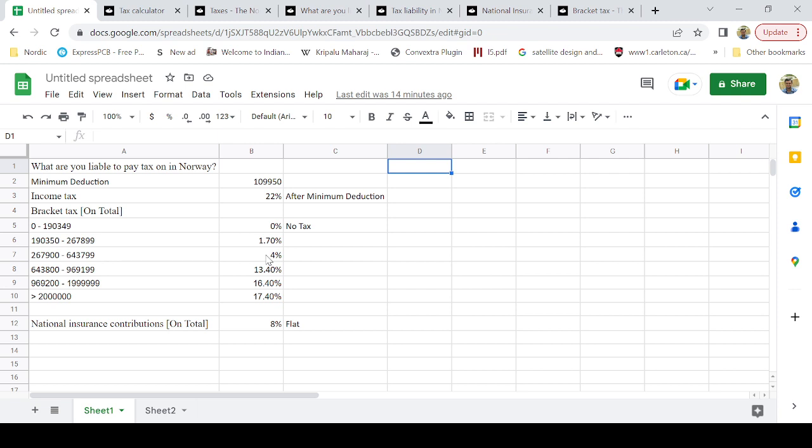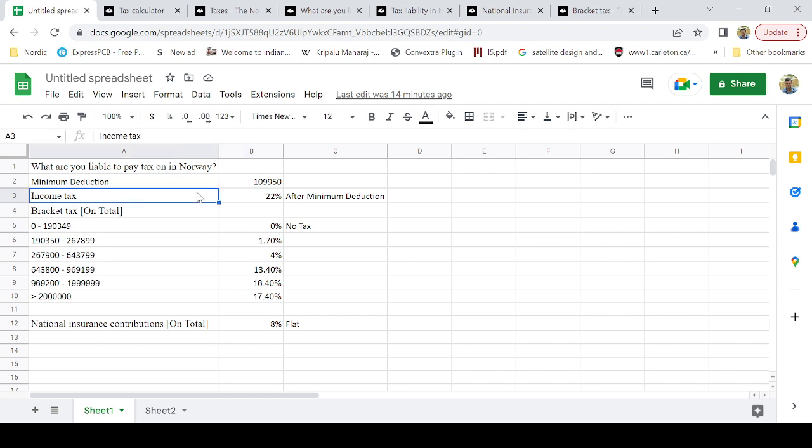So now let's start how this is calculated. As I mentioned here, what are you liable to pay tax on in Norway? I will take an example of 1 million in the next page. Then, as I told, the minimum deduction is 1,09,950, as we saw here. The income tax or general tax in Norway is 22% as of now. It can increase or decrease, but as of 2022, and I think in 2023, it will be 22%.